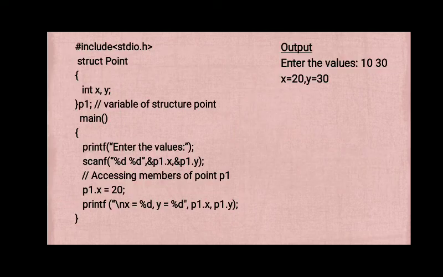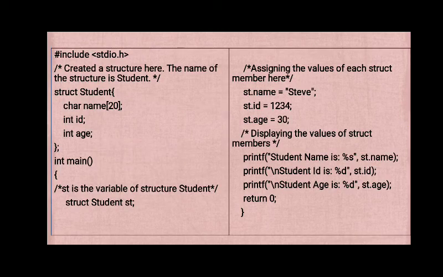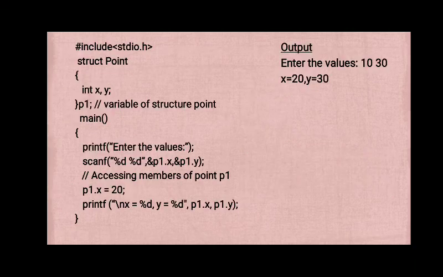Taking another example, you have declared a structure point. It has two variables, int x comma y. This is also possible, you can write it with a comma. Then you declare a variable p1, and then you enter the values. You are reading p1.x and p1.y, and then assigning p1.x is equal to 20, and then displaying the values. First I'm entering the value 10, and that goes into x, and 30 goes into y, and then x is assigned 20. That's why when you display the value, x becomes 20, and y you have given the value 30, so 30 will be displayed.